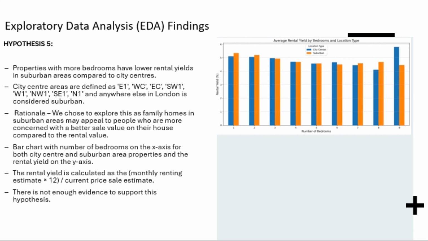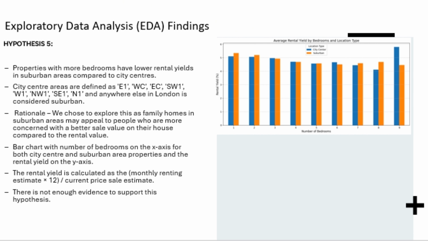The rationale behind this is that families in suburban areas are more concerned about increasing the sale value of the house compared to the rental value, which will result in a lower rental yield. This may be because there are a larger proportion of homeowner investors who are looking to rent their properties in city centres compared to homeowners in suburban areas.